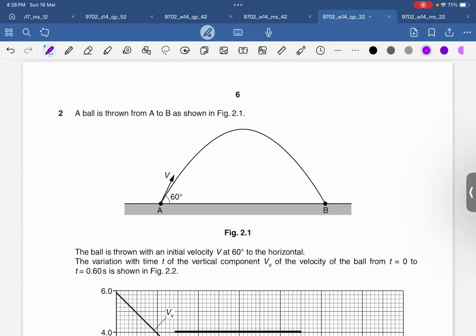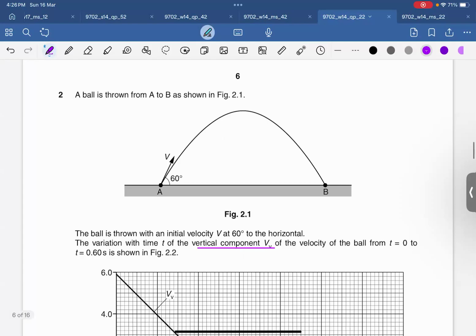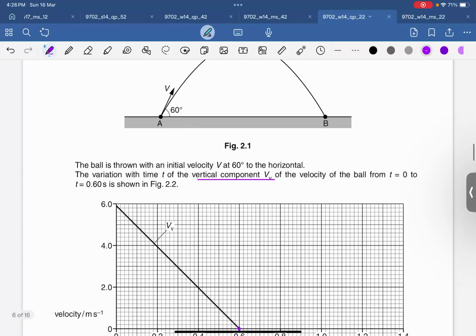Yes, any idea? But sir, they've shown a vertical component. Very good. So since they're asking you about the vertical component, so that's it. Perfect. Okay, let's move on.